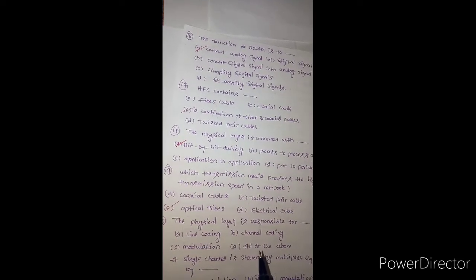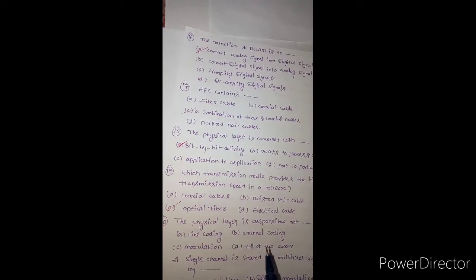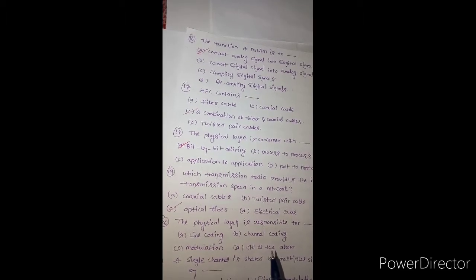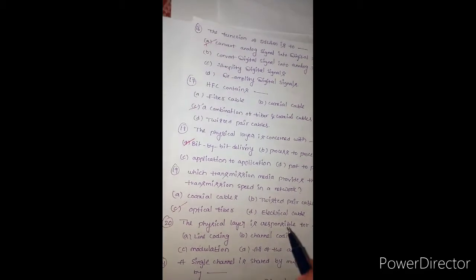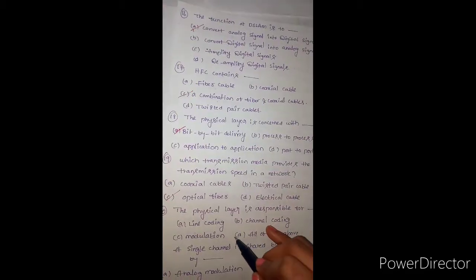Next one, the physical layer is responsible for dash. Option A, line coding. Option B, channel coding. Option C, modulation. And option D, all of the above. The physical layer is responsible for line coding, channel coding and modulation, that is needed for the transmission of information. So the correct answer is all of the above. Option D is the correct answer.